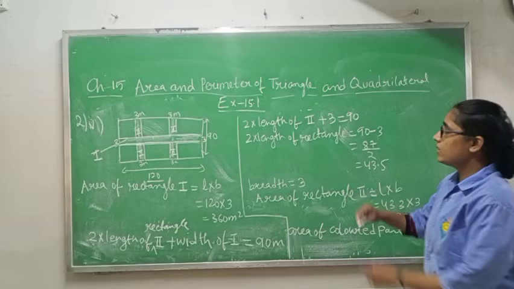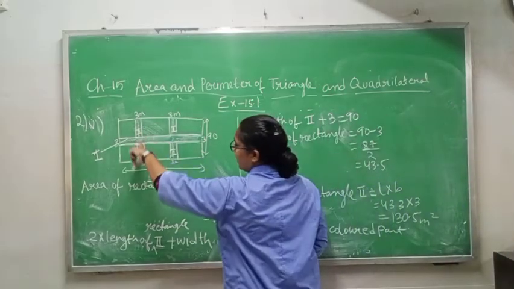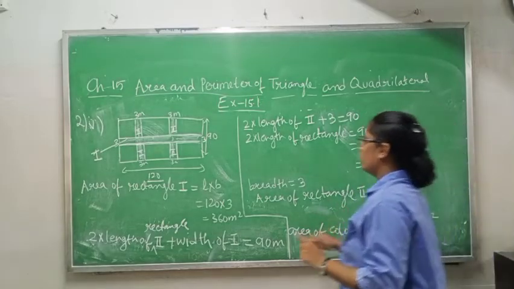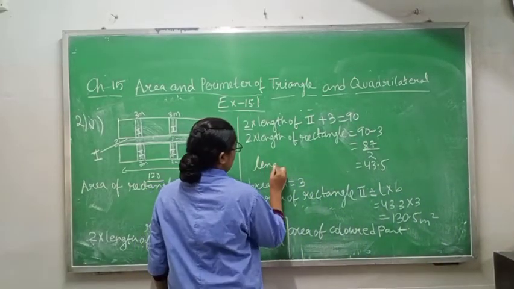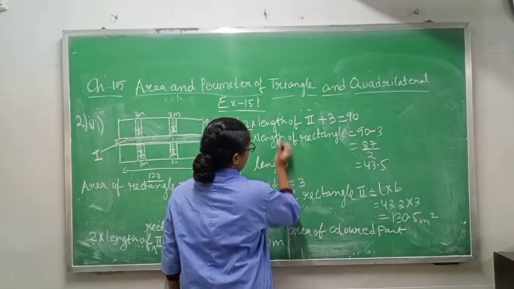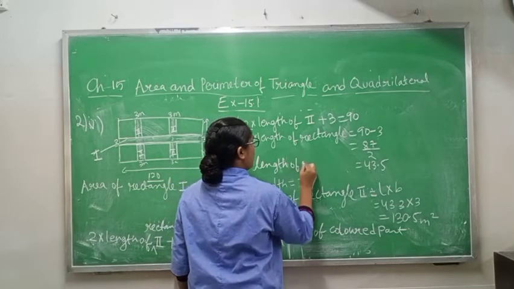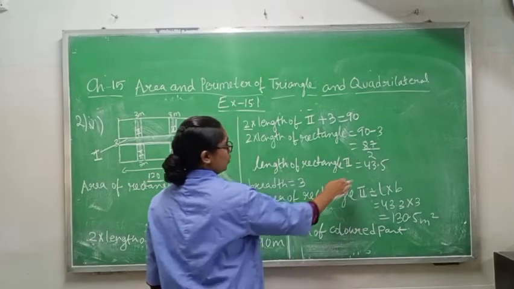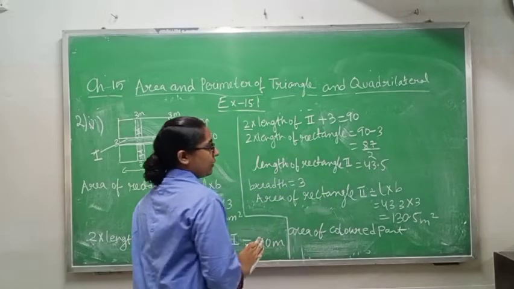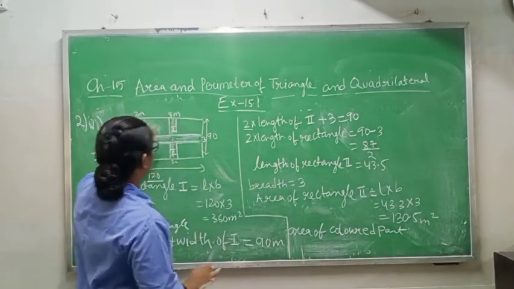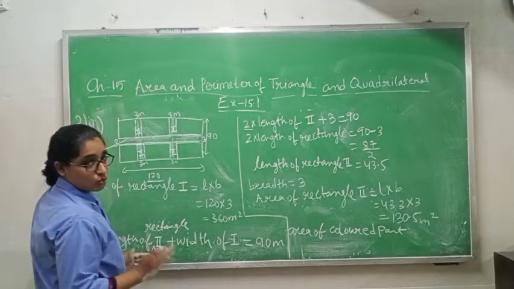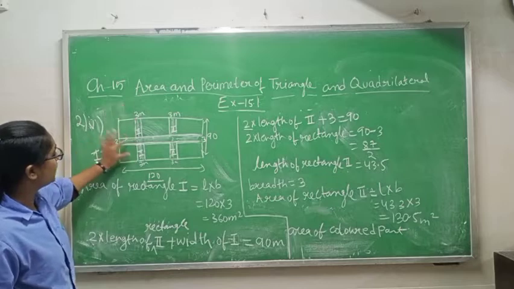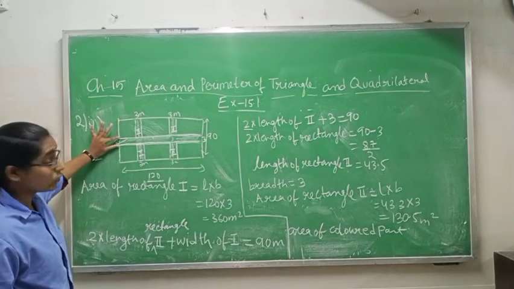Understood up to here? Please multiply this 2 because in each one we have 2 rectangles and I have to find for only 1. Okay, so you will write here length of rectangle 2. Length of rectangle 2 is getting 43.5. Okay. Breadth is 3 only. See, breadth is 3. There is no change in breadth, only there will be change in length because this one 3, this one 3.